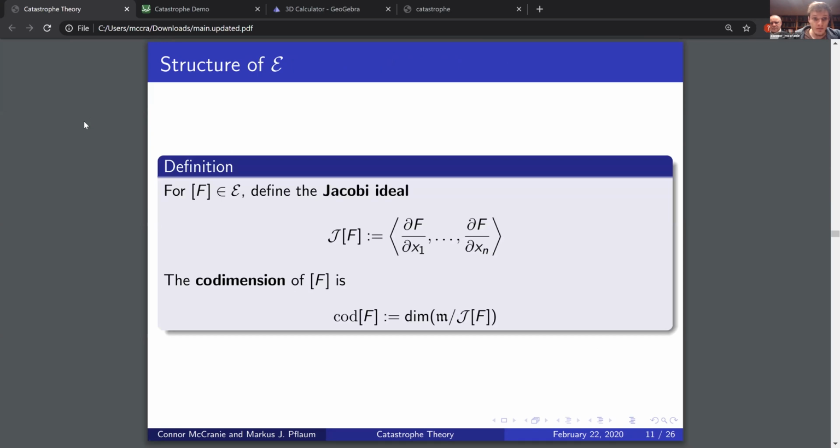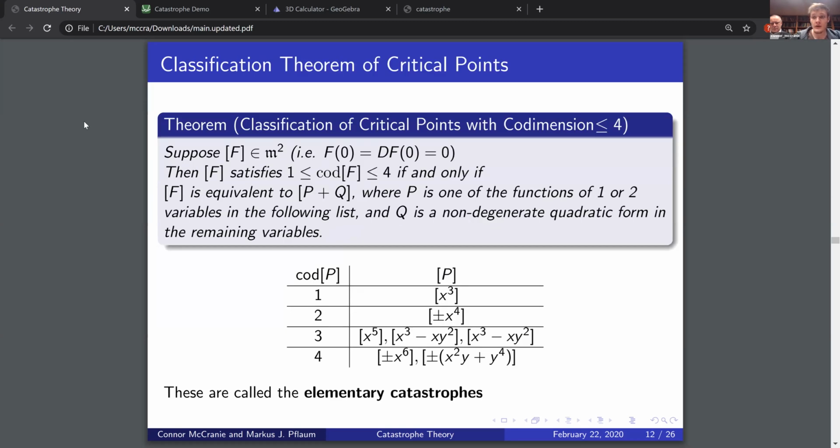And so for a germ, we can define the Jacobi ideal as the ideal generated by the partials in this ring. And so the actual definition of codimension is just the dimension of that maximal ideal mod the Jacobi ideal. But if that didn't make any sense to you, that's okay. Just think of the codimension as measuring sort of how degenerate a critical point is, the degree of degeneracy. And so there's this famous theorem due to Thom.